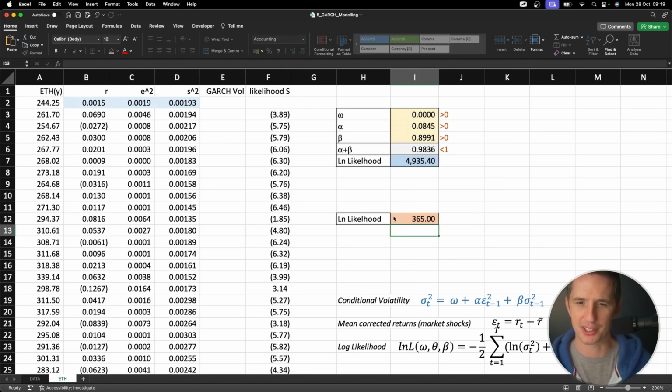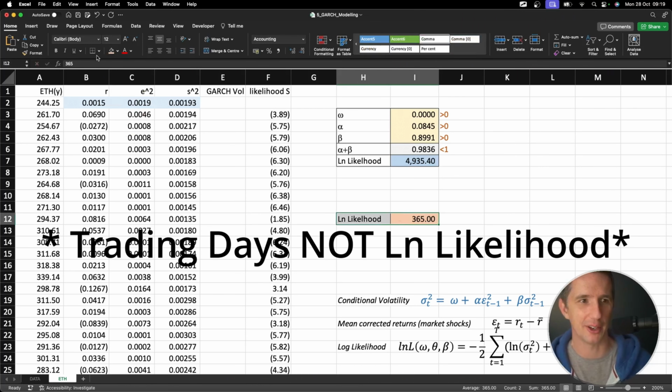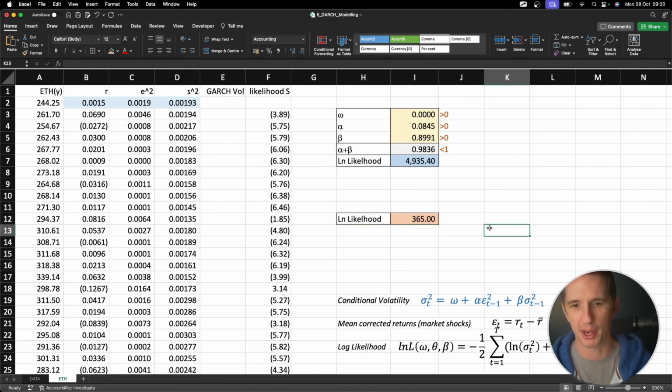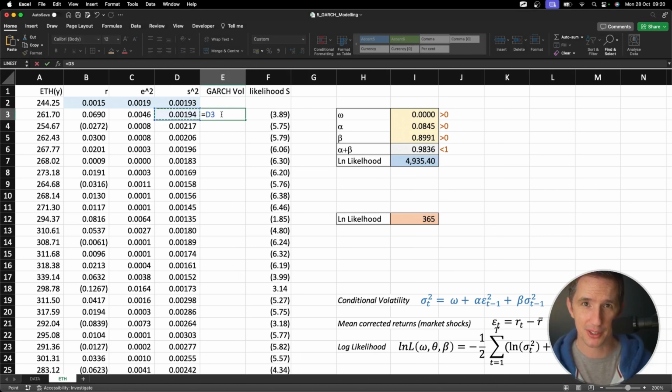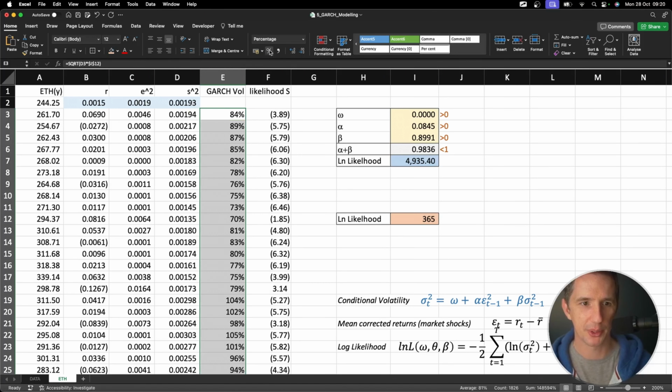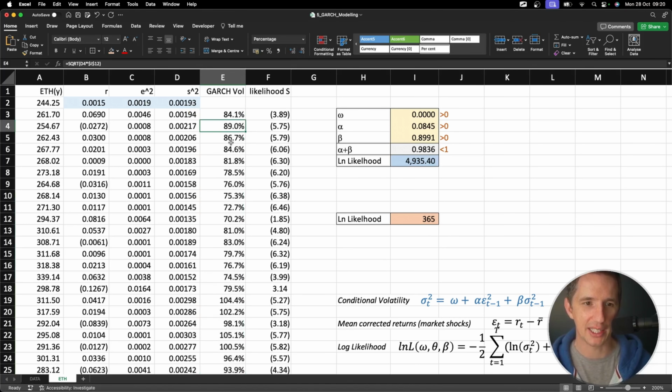And there's about 365 days a year for trading Bitcoin and Ethereum. If you were trading, say, stocks or doing this for stocks, you might use 250 or 252 days. So here we're going to use 365. We don't need the decimal places there. And now let's calculate our volatility. That we can get very simply by taking our variance, multiplying it here by 365 days, and taking the square root of that. That number there is our annualized volatility. So I'm going to drop that down and put that as a percent. So you can see here that is 84.1%, 89%, etc.